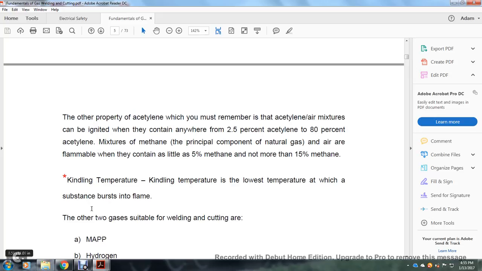The other property of ethylene, which is used: remember, the ethylene-air mixture can be ignited if it contains 2.5% to 80% ethylene. Methane, the principal component of natural gas, is flammable when the mixture contains at least 5% methane and no more than 15% methane. Kindle temperature is the lowest temperature at which the substance bursts into flame.